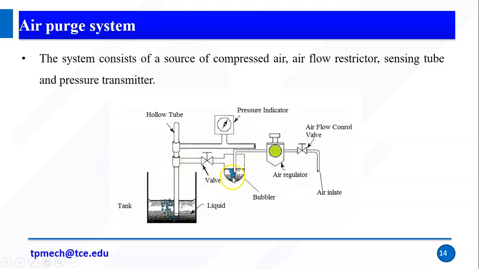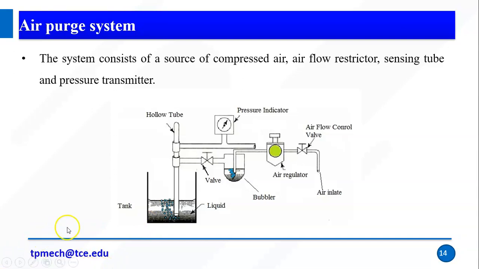In the bubbler, bubbles come out of the air. Then the air goes to the second valve and is passed on to the hollow tube. So this is the procedure. If there is no liquid, the air will easily escape to the atmosphere, because there is no water or fluid in the tank. So if there is no water in the tank, the air will escape very easily. There is no restriction.